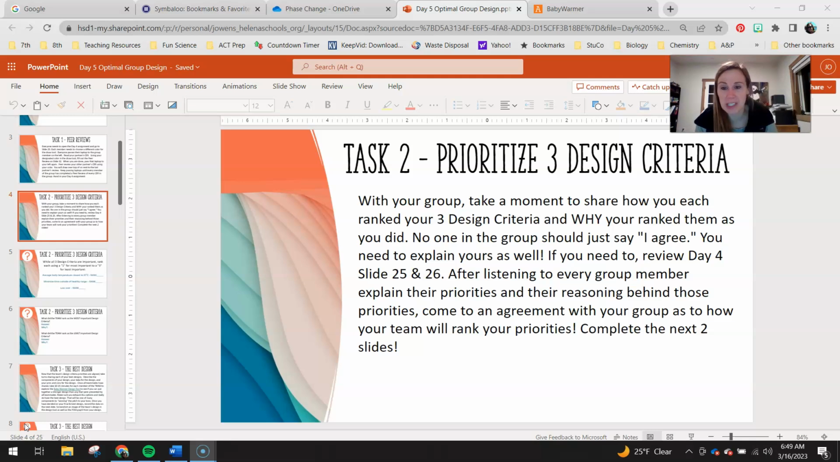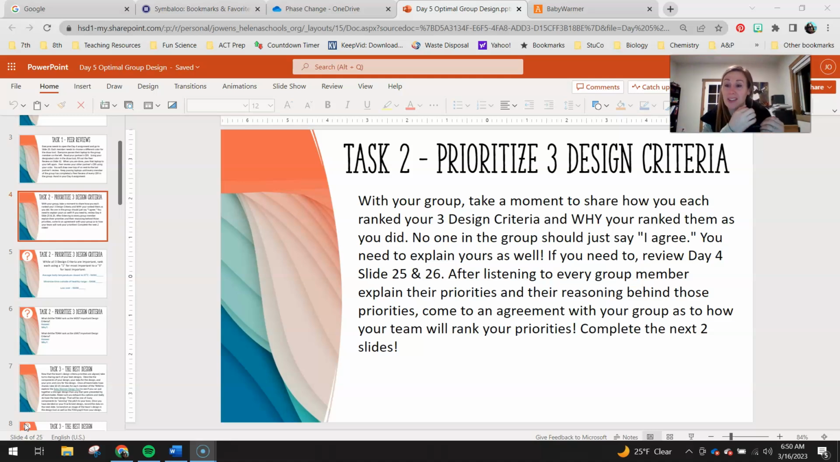So with your group, take a moment to share how each of you ranked your 3 design criteria and why you ranked them as you did. No one in the group should just say, oh, I agree with so-and-so, okay? You guys actually need to present something. If it's the same thing, present that, but try to add something different onto it. Everyone should have something to say about this, okay?